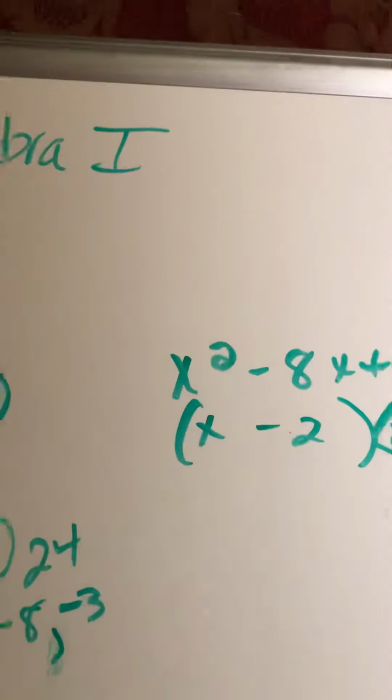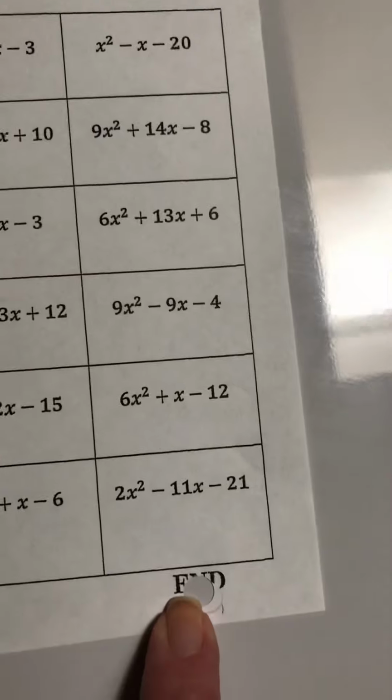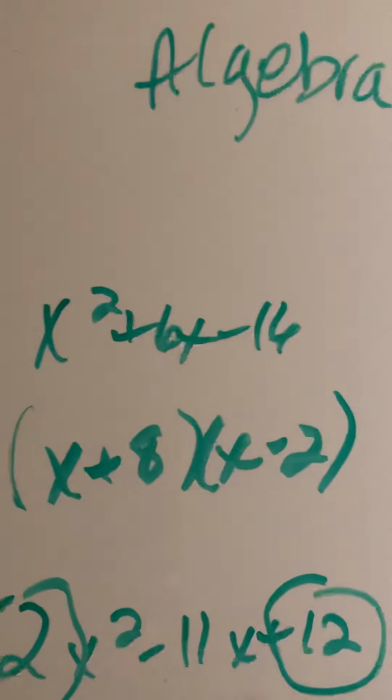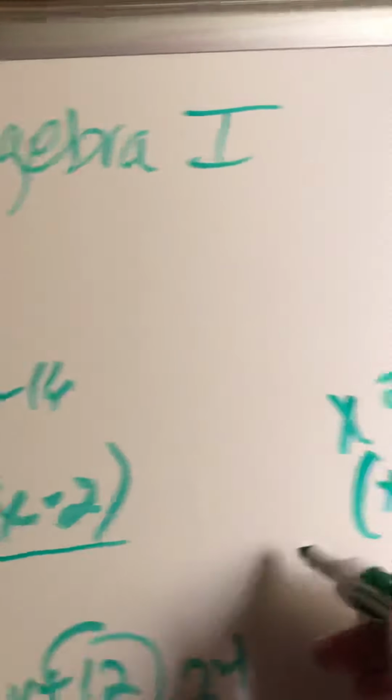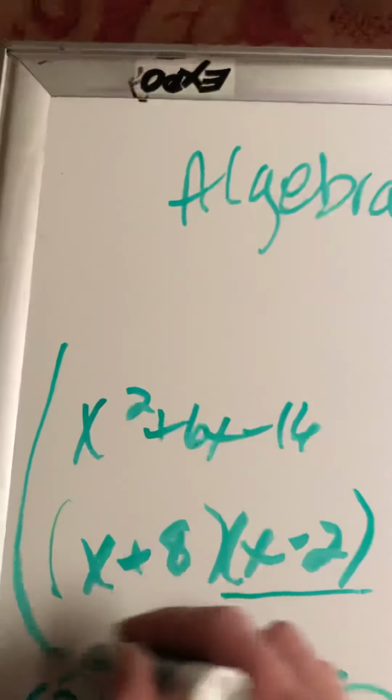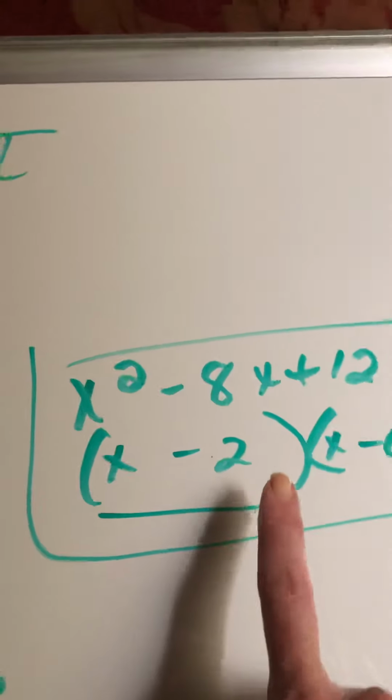Okay, now to do the maze, see where it says start, and then way over here at the bottom it says end right there. So you've got to get through the maze. What you do is you match up your factors. For example, if I look at the first one I did and the one right beside it, it has an x minus 2 and an x minus 2. So I'm going to color this box, and I'm going to color this box. You're going to color those two boxes, and you're just going to follow.